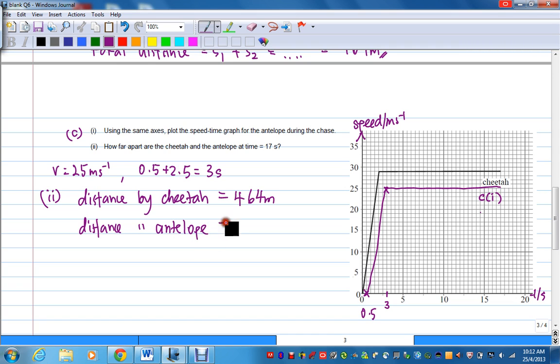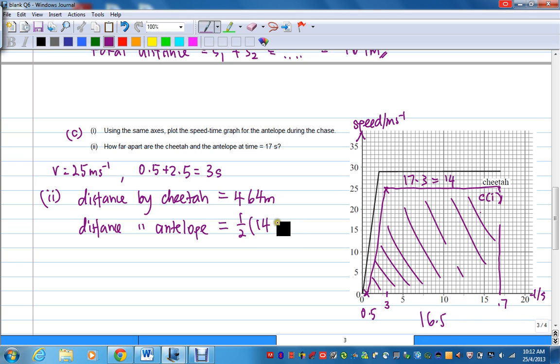Just like in B, you can use either of the methods, but I'm going to use the area under the graph. So to find the distance traveled by the antelope, it will be the area of this trapezium. So half the sum of the parallel sides. This is 3, right? This is 17. So 17 minus 3 will give me 14. This one is 0.5, here is 17, so this will give me 16.5. So the sum of parallel sides will be 14 plus 16.5, times the height, which is 25. And I will end up with 381 meters. Leave your answer to 3SF.